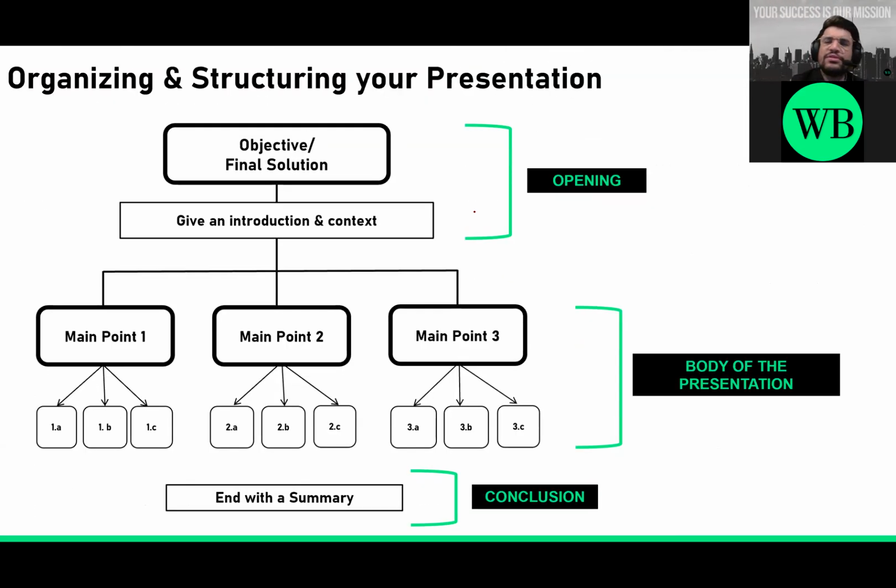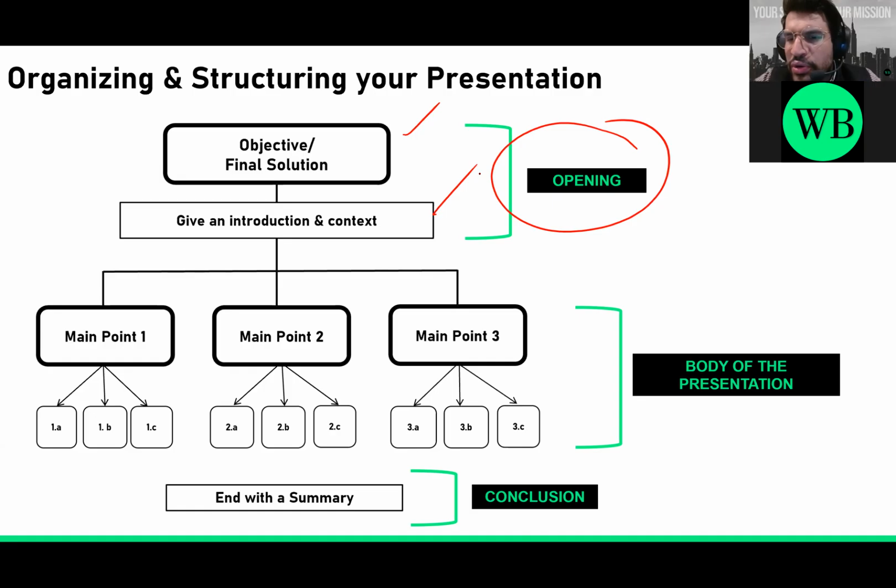Right now, let's go back to something that you've learned in class number 2, which is the McKinsey pyramid model, which we're recommending that you use here while you're creating your content for business presentations. This presentation has an opening, a body, and a conclusion. So what's the opening of your presentation? The opening of your presentation is where you make it clear to the audience what your objective is or what the final solution is that you're giving. You give an introduction and context, and we're going to get deeper into each one of these points to tell you how you can go about opening your presentation, what you can do in the body, and what you can do at the end.